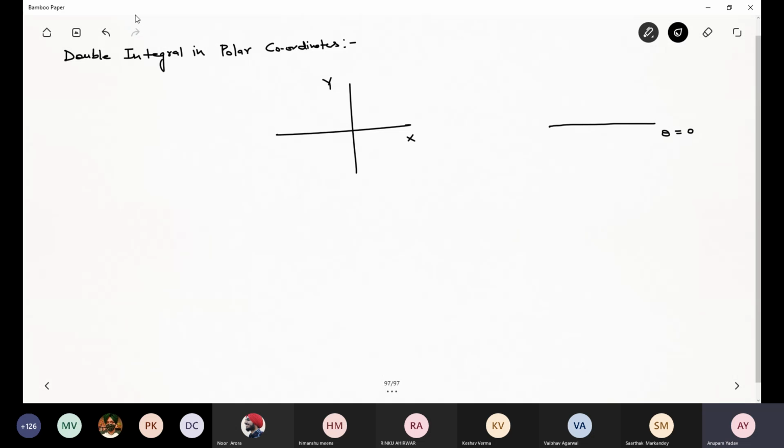How can we convert any Cartesian coordinate into the polar coordinate system? We are going to use this substitution: x equals r cos theta and y equals r sin theta. You already know how to represent a point in the Cartesian coordinate system. For example, suppose this is the point whose coordinates are a comma b. So it's pretty clear: a units on the x-axis and b units on the y-axis.